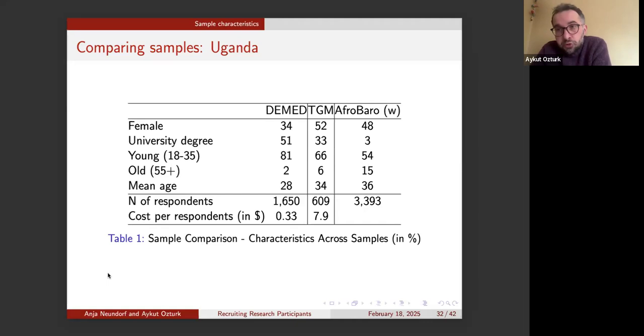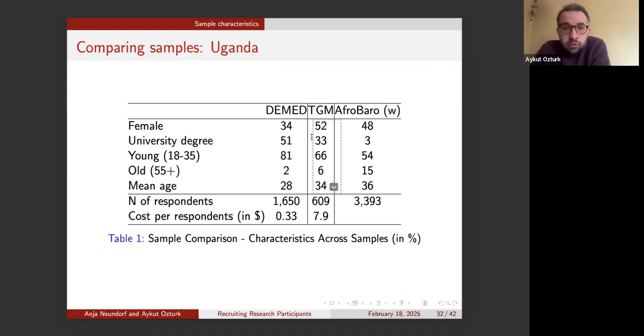So if you are doing online surveys in the African continent, then this is, I think, something that you have to accept. You will have a very hard time recruiting or matching population benchmarks. On the other hand, TGM also does better than us in terms of the proportion of female respondents, younger respondents, older respondents across all these categories. Actually, the TGM sample is closer to the Afrobarometer sample than what we did.